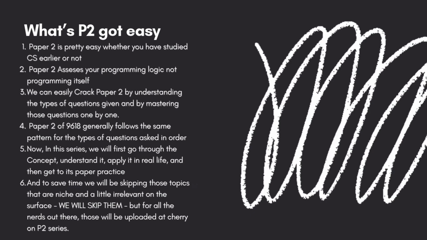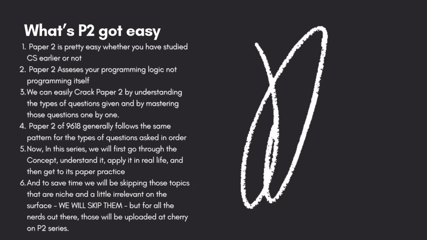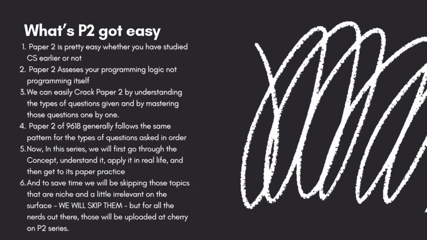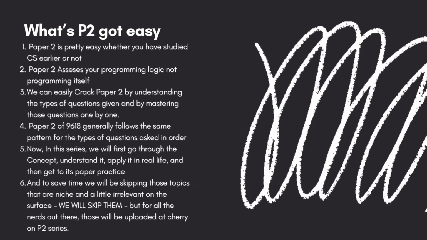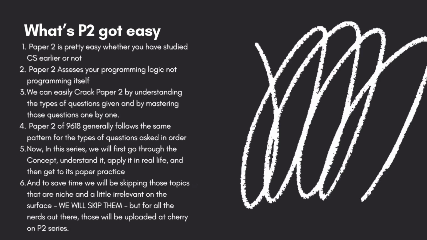Now, paper 2 is pretty easy whether you have studied CS earlier or not. No prerequisite or knowledge is required, at least in this series. Paper 2 assesses your programming logic, not programming itself. What does that mean? So basically, you need to think and act like a programmer, but not actually program in real time programming languages, which is very good for us beginners.